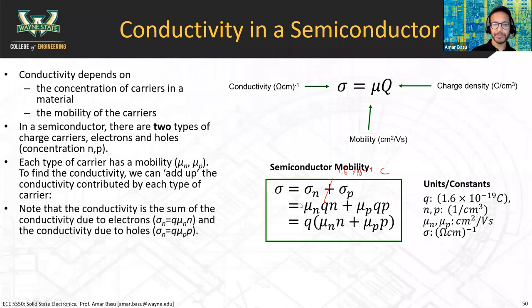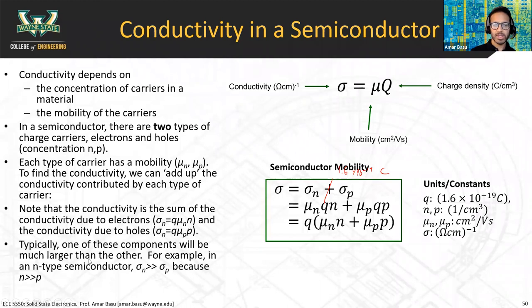Now, most of the time, one of these components will be larger than the other. Let's say we have an N-type semiconductor. In an N-type semiconductor, the electron concentration is many orders of magnitude larger than the hole concentration. In other words, N is much, much larger than P. So when that's the case, this second term is going to become insignificant compared to the first term. And so the conductivity would become approximately equal to just this first term here times Q.